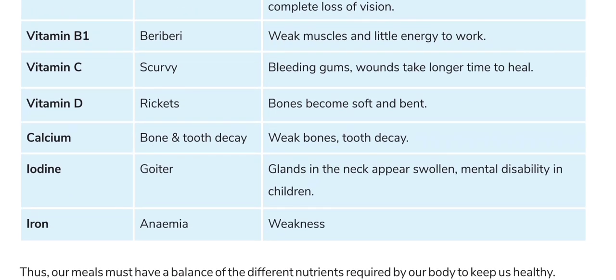Calcium: bone and tooth decay, weak bones, tooth decay. Iodine: goiter, glands in the neck appear swollen, mental disability in children. Iron: anemia, weakness.